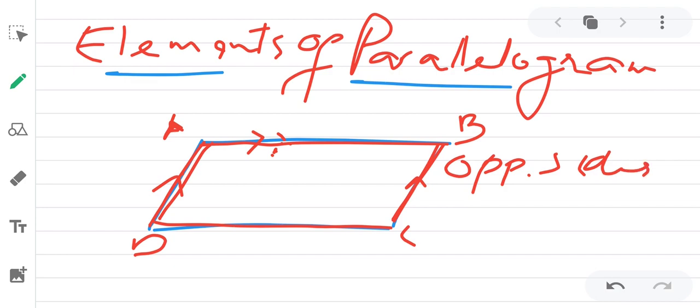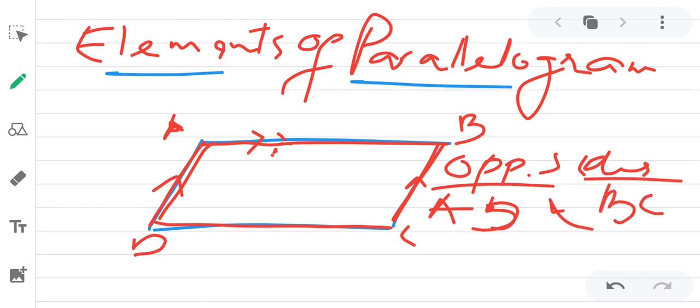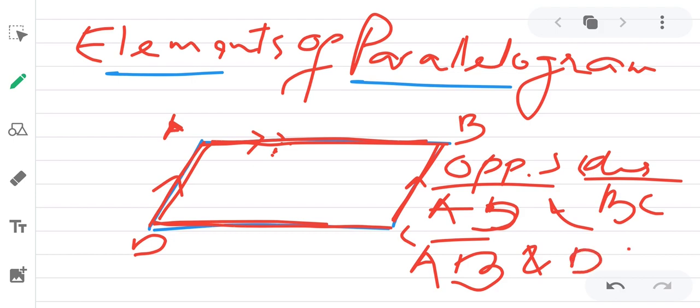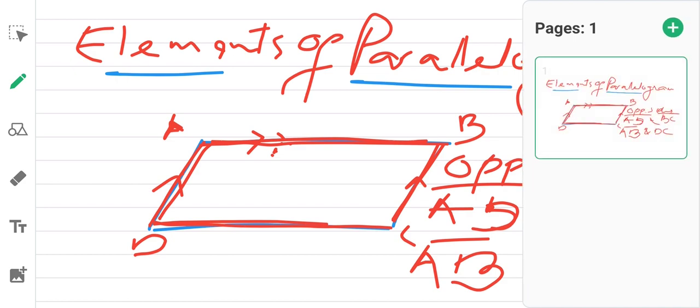So opposite sides are AD and BC. And AB, this side, and this side, these are two other opposite sides, AB and DC. Okay, this is the first element, opposite sides.